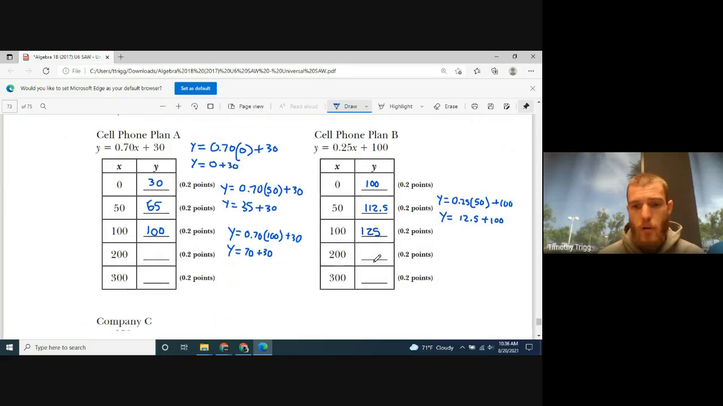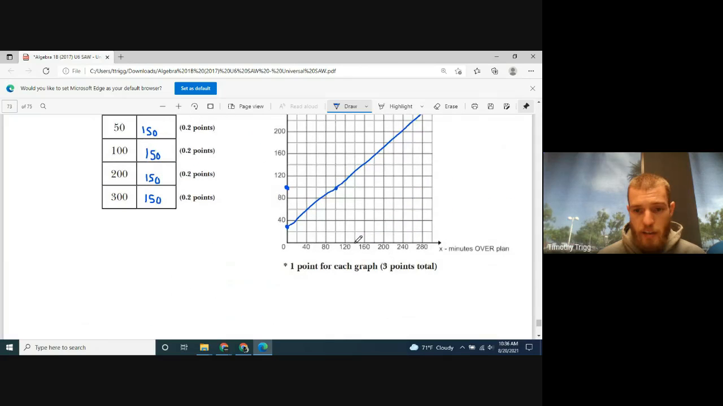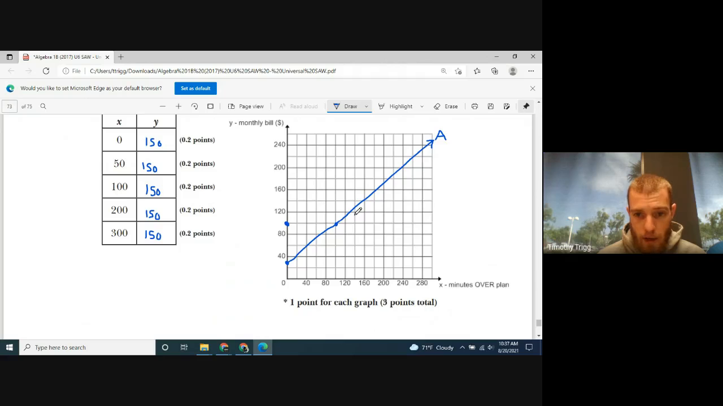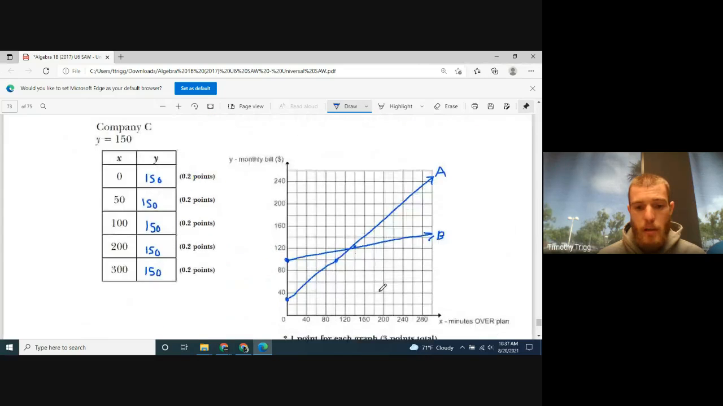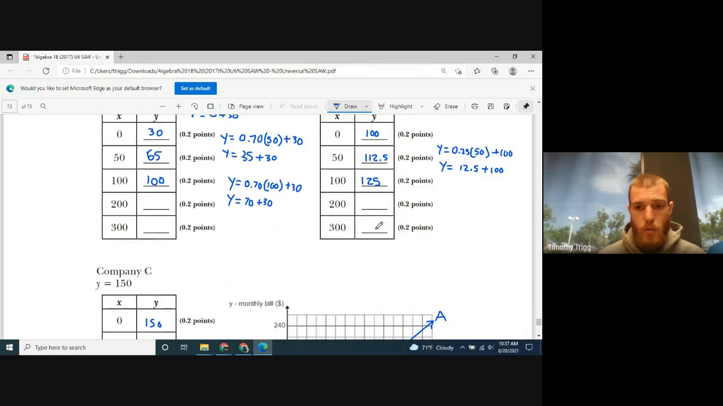So 100, 125. So 100 is on this line, and I want to go up to 125, which would be like here-ish. So I would connect like that, like so. So your graph should look something like this. Again, you should be able to graph all the points here and form a perfectly straight line with all these points.